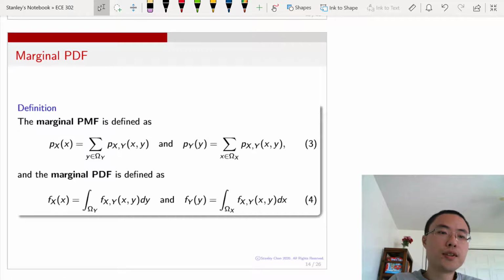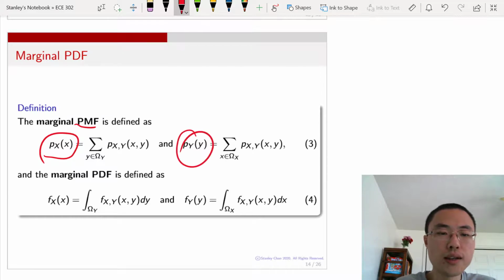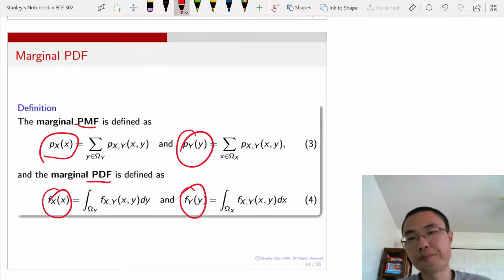So we have seen the joint PMF and then the joint PDF. The rest is just some variations of that idea. And here's one: the concept of marginal PDF or marginal PMF. The marginal PMF is defined as just the PX or PY. The marginal PDF is the FX and FY.